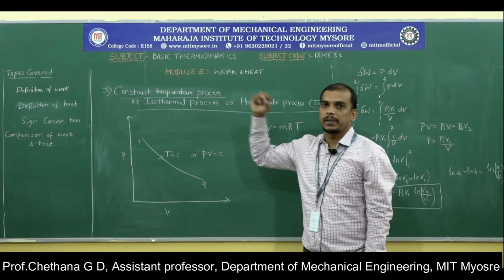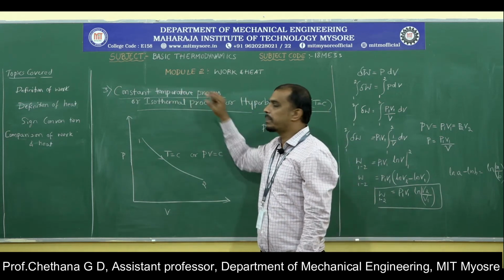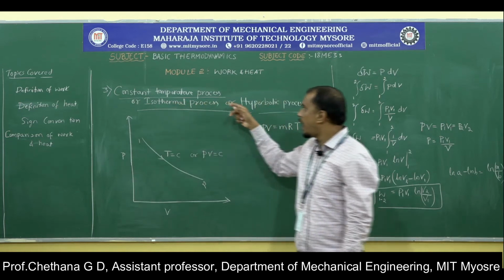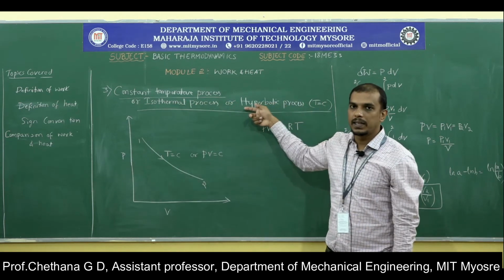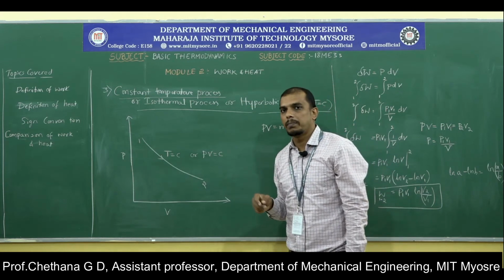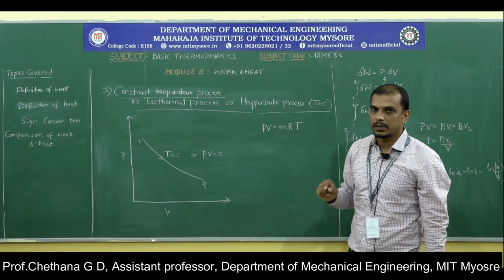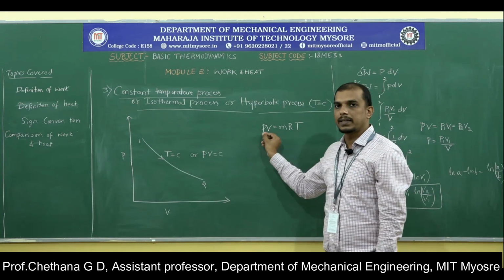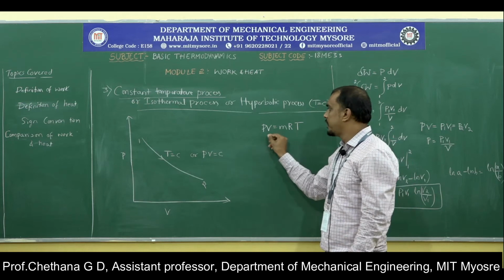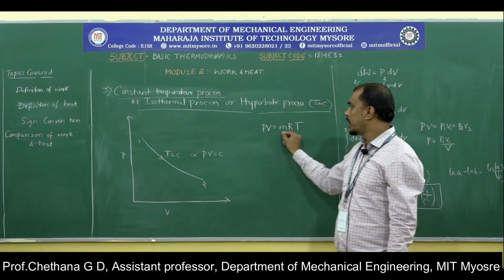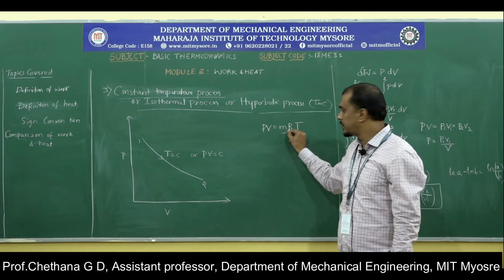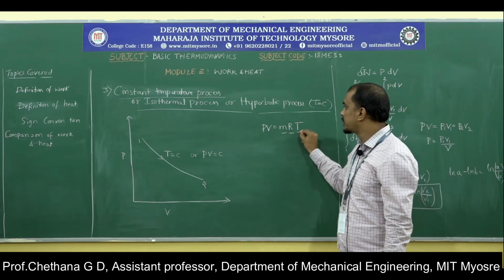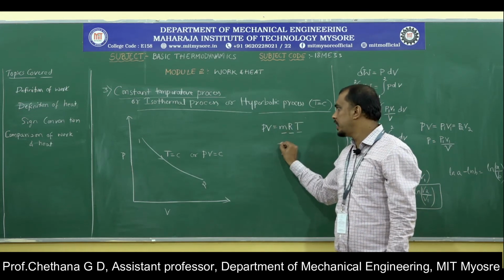Next ideal process which we are looking at is constant temperature process. We also call it as isothermal process or hyperbolic process, because the nature of the curve we get is a hyperbola. So temperature constant process. It can also be called as PV is equal to constant, because we know that as long as it is an ideal gas, PV is equal to MRT, where mass will be constant in a closed system, then R is a gas constant, then if the temperature is also constant, this whole term on the right side will be constant.